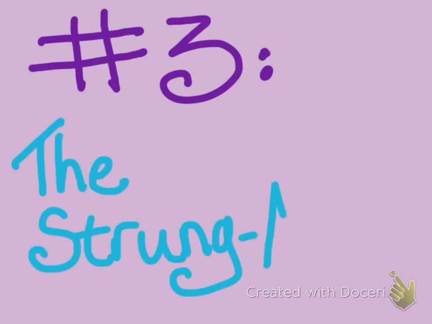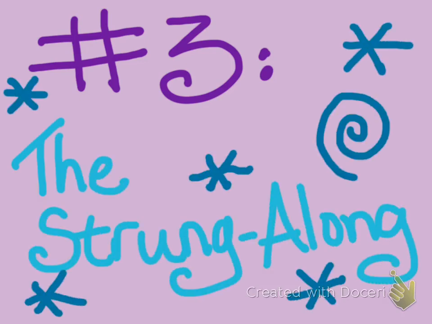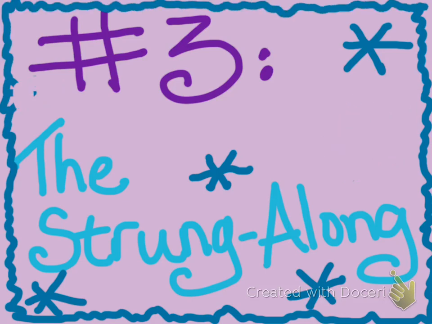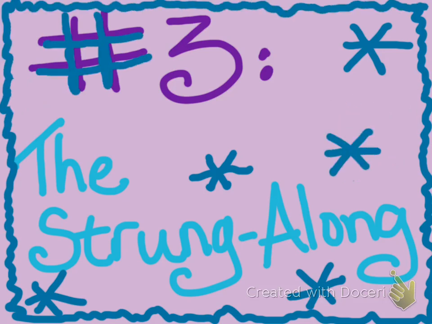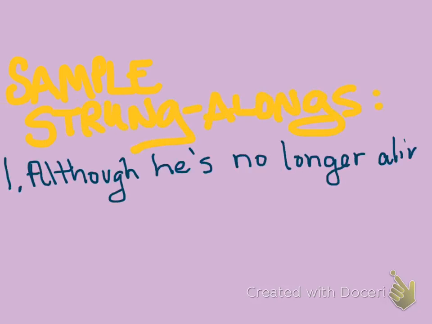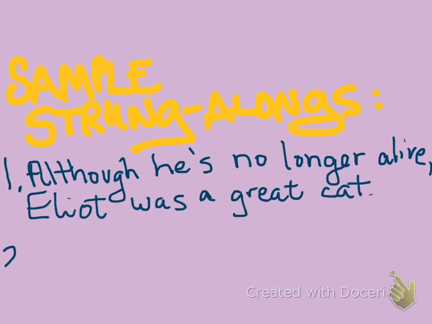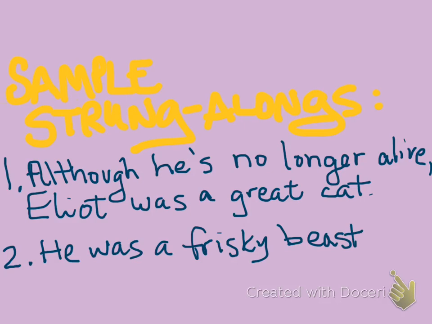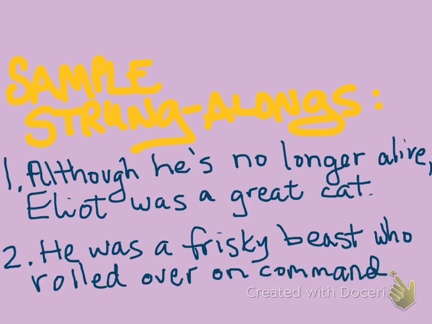A third type of sentence is called the strung-along sentence, and a strung-along sentence is a basic statement that has details added at the beginning or at the end of the sentence. Here are some sample strung-along sentences. Although he's no longer alive, Elliot was a great cat. The basic statement there for number 1 is Elliot was a great cat. But we added a clause at the beginning, and that little clause, it's unnecessary for a complete sentence. It just gives us a little bit more detail.